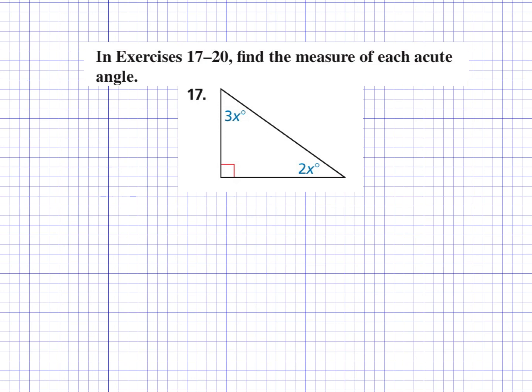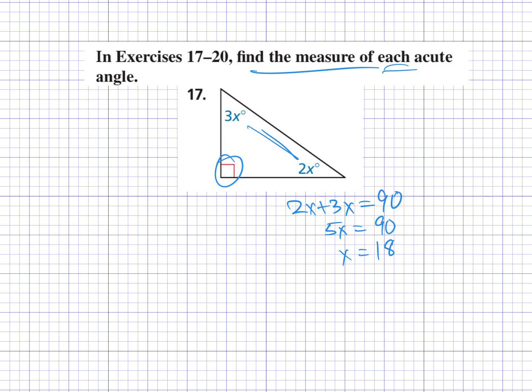Okay, since that's 90, then these two added together are 90. So 2x plus 3x must equal 90, because 90 plus 90 is 180. 5x equals 90, divide by 5, and you get 18. So x is 18. It says find the measure of each angle, so you've got to plug 18 back in for x. 2 times 18 is 36, so this would be 36 degrees. And 3 times 18 is 54 degrees. So if you took 90 plus 36 plus 54, you'd get 180.